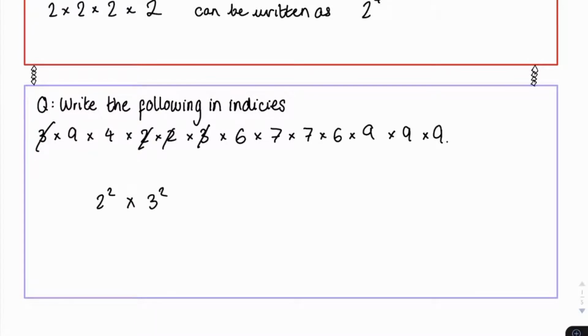The next number up would be 4, there's just 1 4, so it's just multiplied by 4. The next number are 6's, there's 2 6's, so it's times 6 squared. There are 2 7's, so cross out the 2 7's and it's times 7 squared. And there are 1, 2, 3, 4 9's, so it's multiplied by 9 to the power of 4.